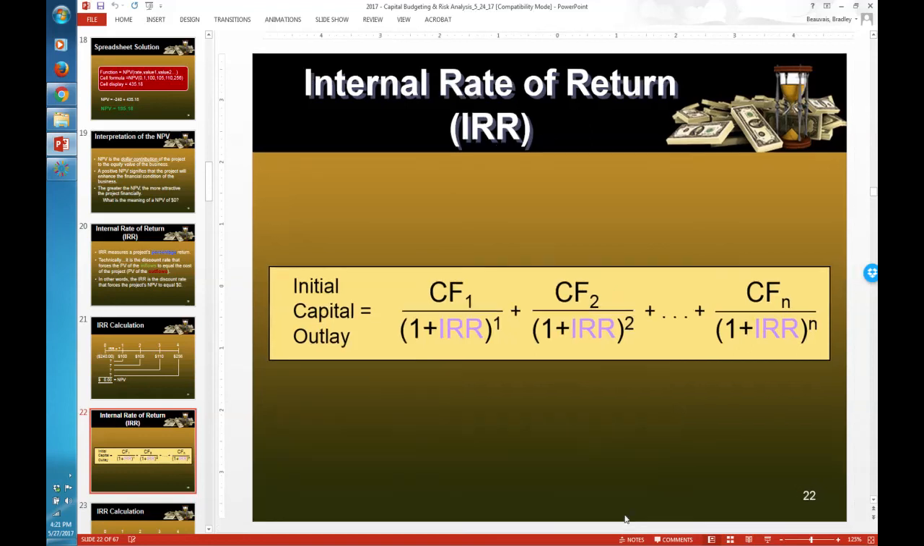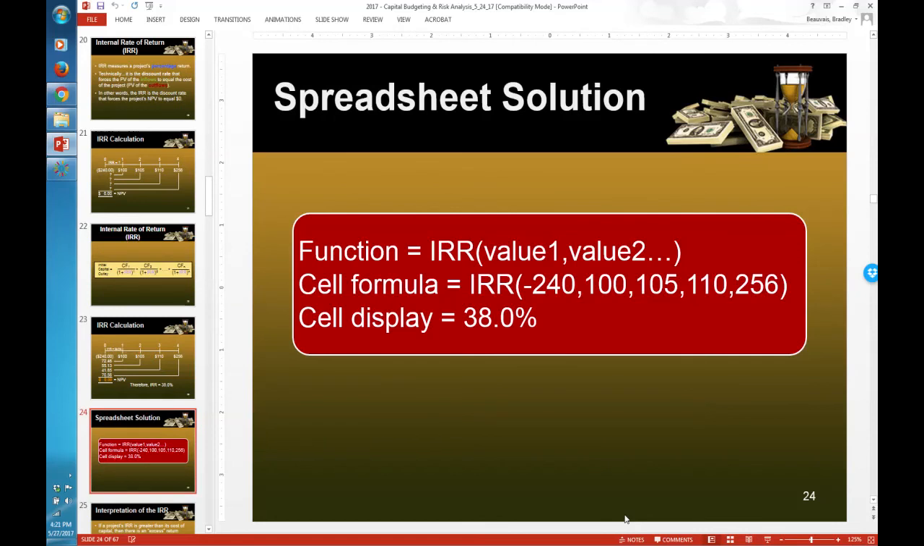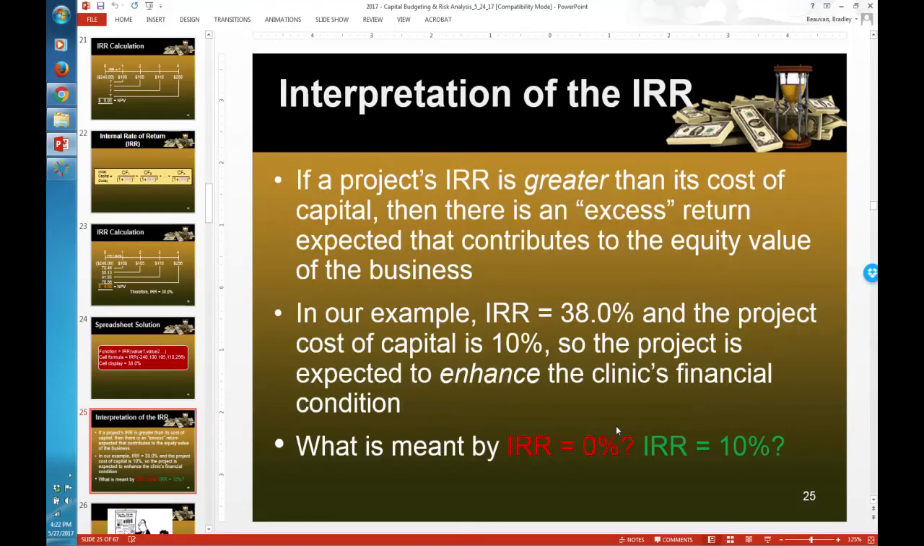This is the formula that we would follow to do that. But using the spreadsheet formula, we can actually do all that work in a very short amount of time. And again, equal IRR, open our parentheses, drag across the entire series of cash flows this time, close our parentheses to get 38%. So in this case, 38% again tells us that we are able to earn basically a 28% premium on our invested capital, because our cost of capital at this point is 10%. We're earning 38%, so we're actually earning a 28% premium above and beyond our cost of capital, and should certainly enhance the clinic's financial condition.